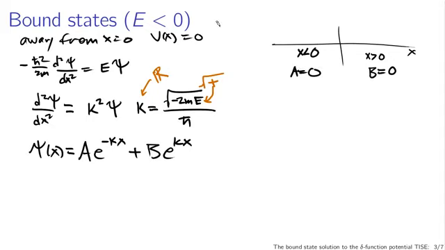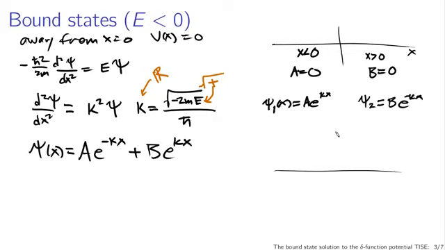What our overall solution will look like is, in region 1, let's say psi 1 of x is going to be equal to a times e to the kx, whereas in region 2 we're going to have our solution psi 2 equal to b e to the minus kx. So e to the kx over here, e to the minus kx over here. What our solution is going to look like overall is something like this and something like this.